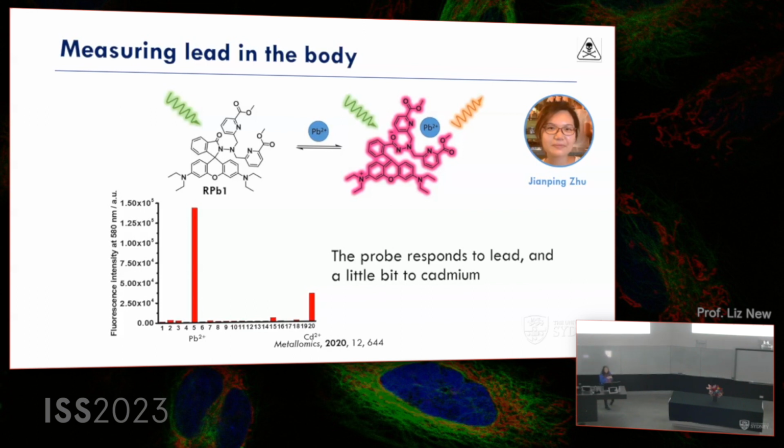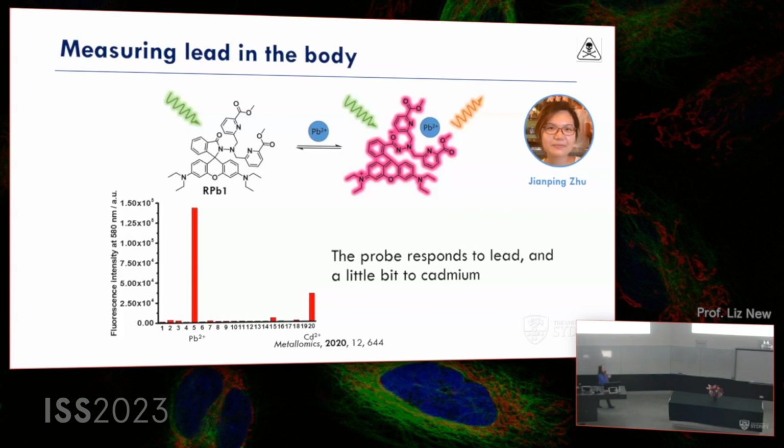But one of the things she worked on in her project was making a sensor for lead. So here is her sensor. Again, you can see that in the absence of lead, we're in the ring closed form, so it's not fluorescent. When lead binds, it binds to this nitrogen here, and that causes the ring to open. And so now in the presence of lead, we have an opening of the ring. And again, this is a rhodamine compound, so we have this red fluorescence.